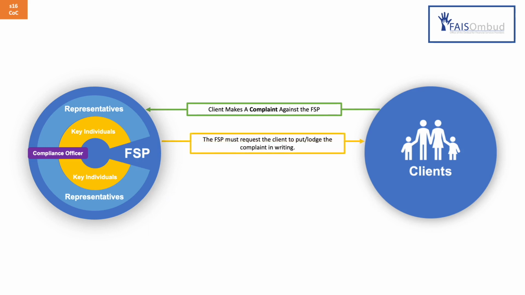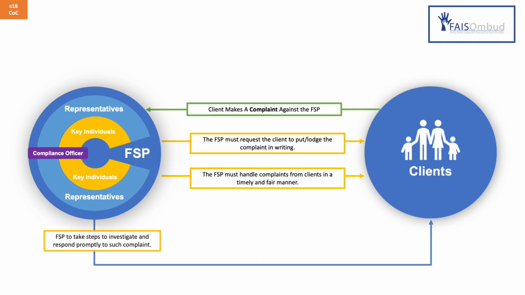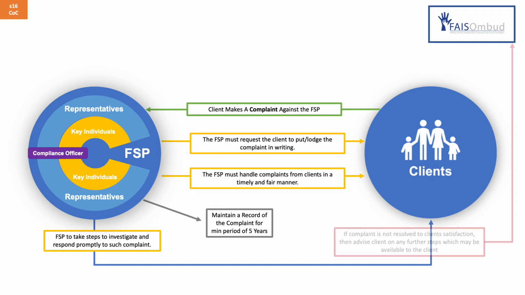The FSP must request the client to put and lodge the complaint in writing. The FSP must handle complaints from clients in a timely and fair manner. The FSP is to take steps to investigate and respond promptly and in reasonable time to such complaint. The FSP must maintain a record of the complaint for a minimum period of 5 years. If the complaint is not resolved to the client's satisfaction, then the FSP is to advise the client on any further steps which may be available to the client, such as referring the complaint to the FAIS Ombud.